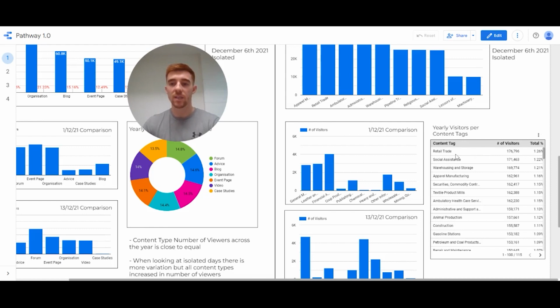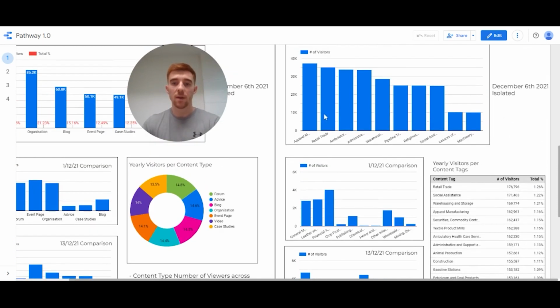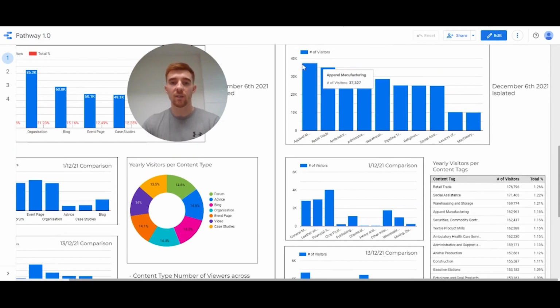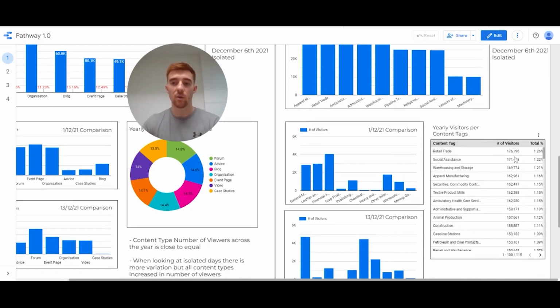We can see here that the retail trade here is the highest number of visitors for the year. It makes up just about 1%, so we can imagine how many we have. But up here we've got apparel manufacturing, retail trade, ambulatory healthcare services, administrative support, and so on and so on. A lot of the ones that appear here belong in here as well. So we have to have a think. If there's nearly 40,000 coming up in this one day here, and this is the yearly total at only about 170,000, this one day is contributing a lot to all of them.